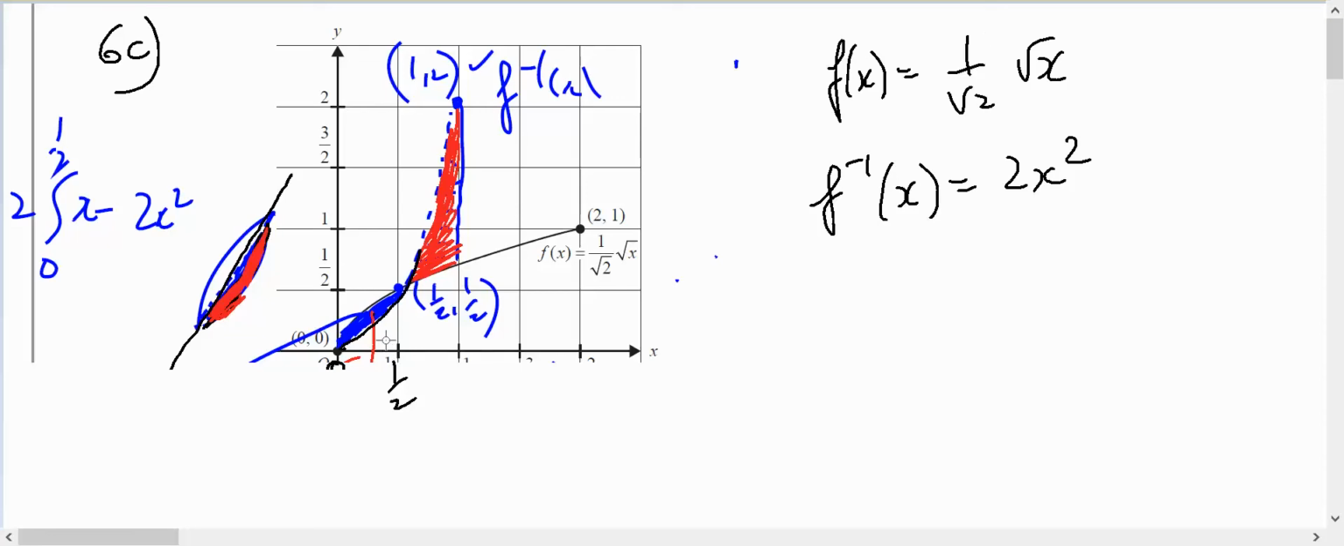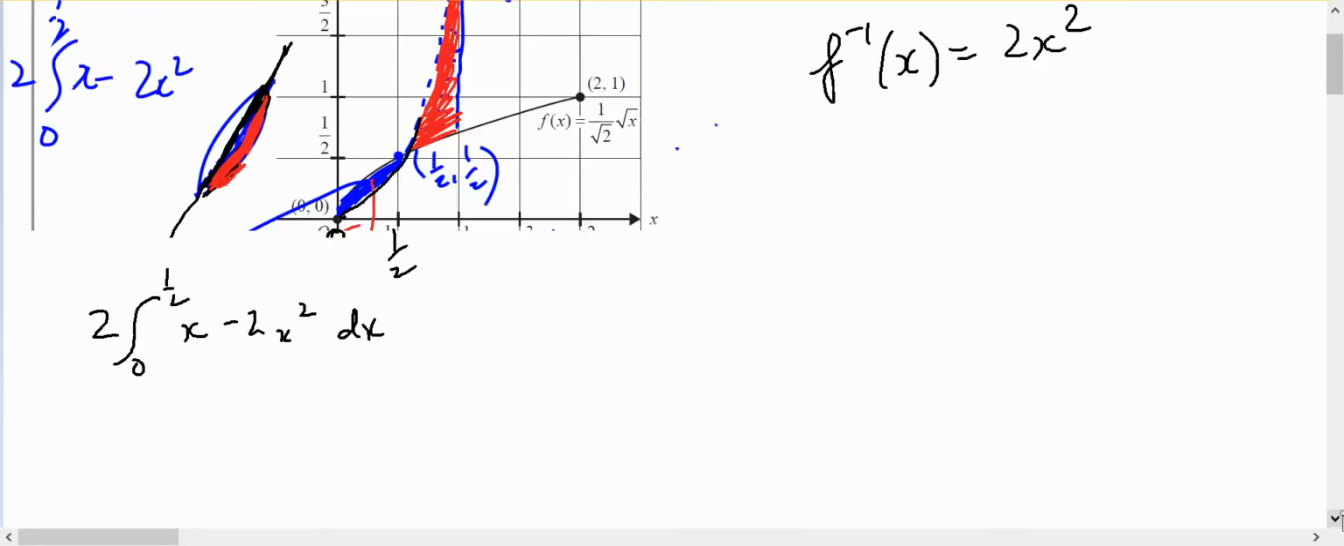Okay, so I can see two areas here. I'm going to consider the first area, the area trapped between the function and its inverse, which has a line of y equals x through the middle. So I'm going to consider this first area as being the integral from 0 to 1/2 of x being the top curve minus 2x squared being the bottom curve dx, and then double it to get the full area trapped.